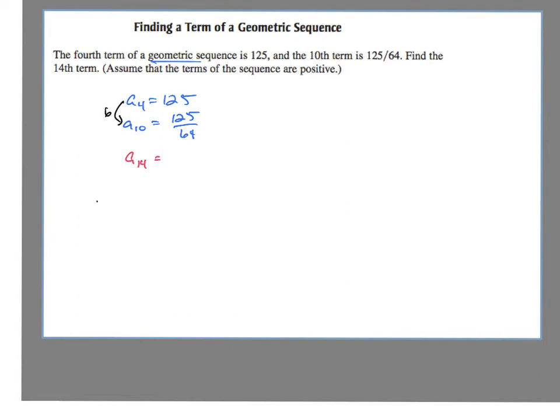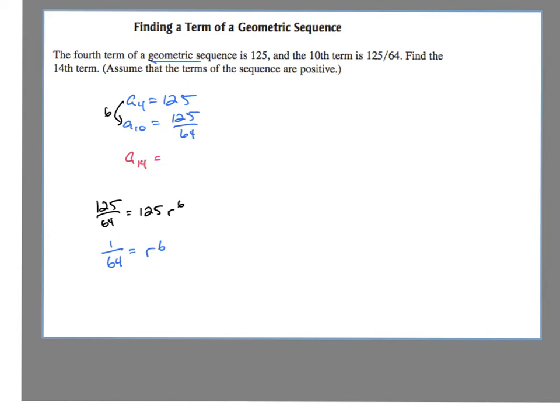So my a sub 10 was 125/64, and my a sub 4 was 125, and I'm using my common ratio 6 times, because it's exponential, because I'm being multiplied each time. That's what's happening. So I need to solve for r. What's my first step? I need to isolate it. I need to divide by 125. When I divide by 125, I'm left with 1/64 equal to r to the power of 6.